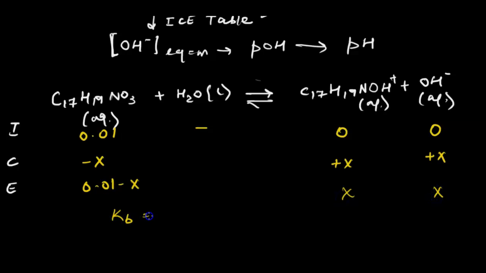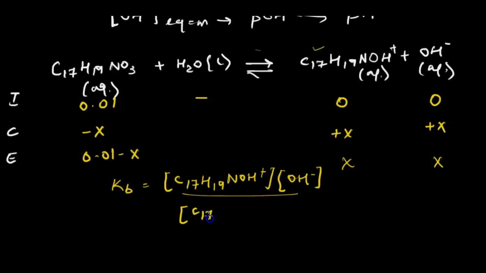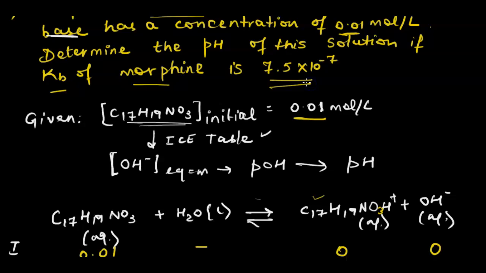So Kb would be equal to the concentration of this times the concentration of OH negative ion divided by the concentration of C17H19NO3. This is NO3 here. Now we would have to substitute the equilibrium concentration. So this is x and x for the numerator. We have x times x divided by 0.01 minus x. Kb value is given to us as 7.5 times 10 to the power negative 7.